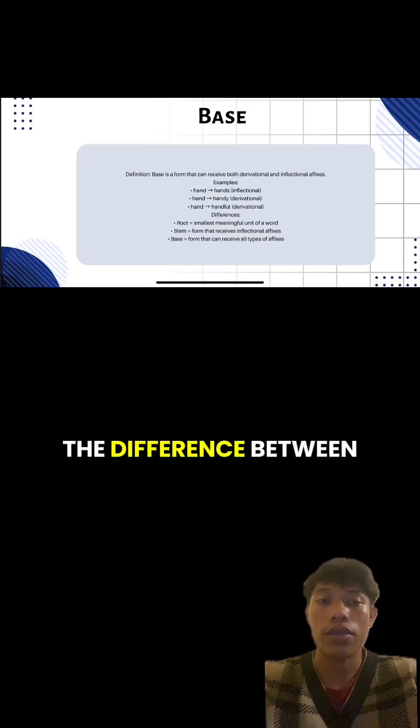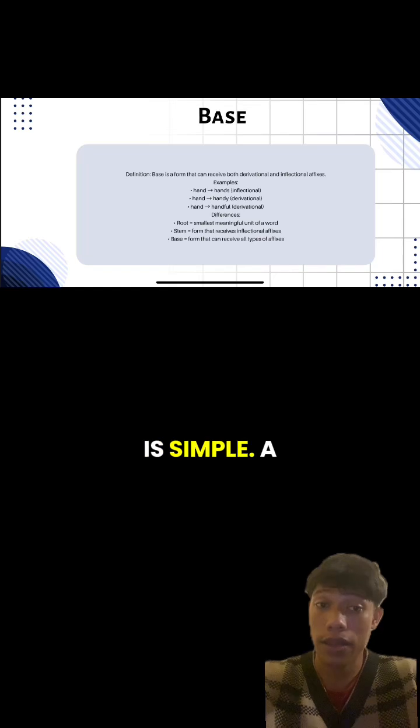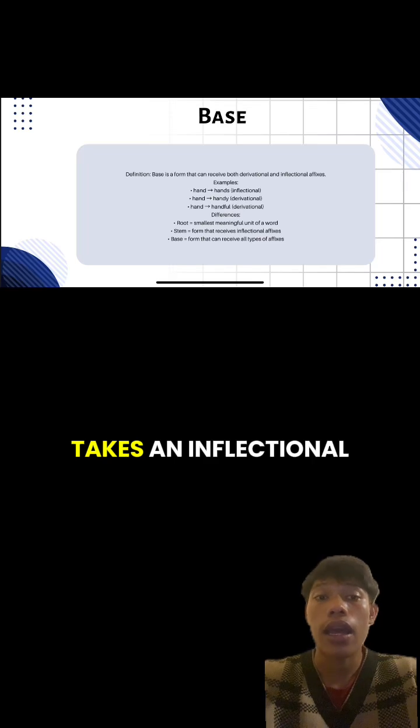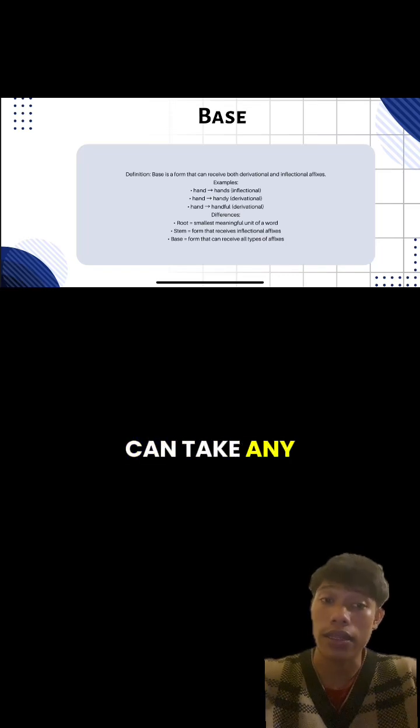The difference between root, stem, and base is simple. A root is the smallest meaningful part of a word. A stem is a form that takes an inflectional affix. A base is any form that can take any type of affix.